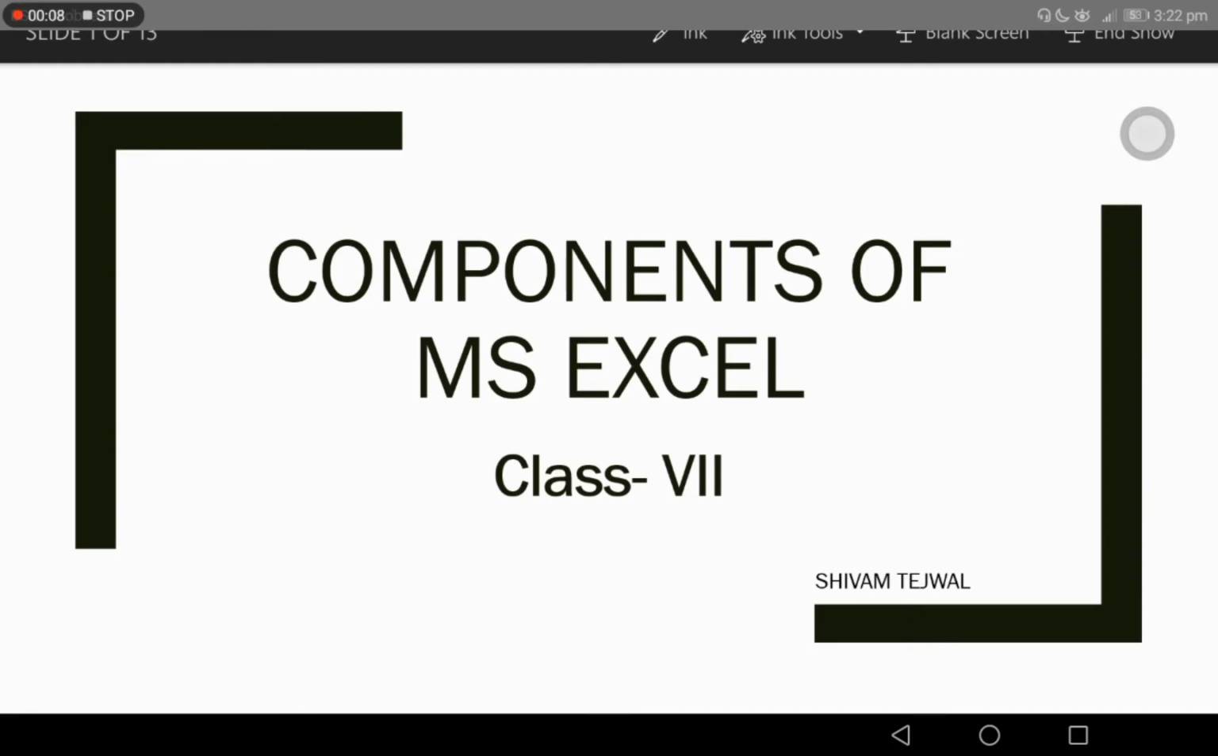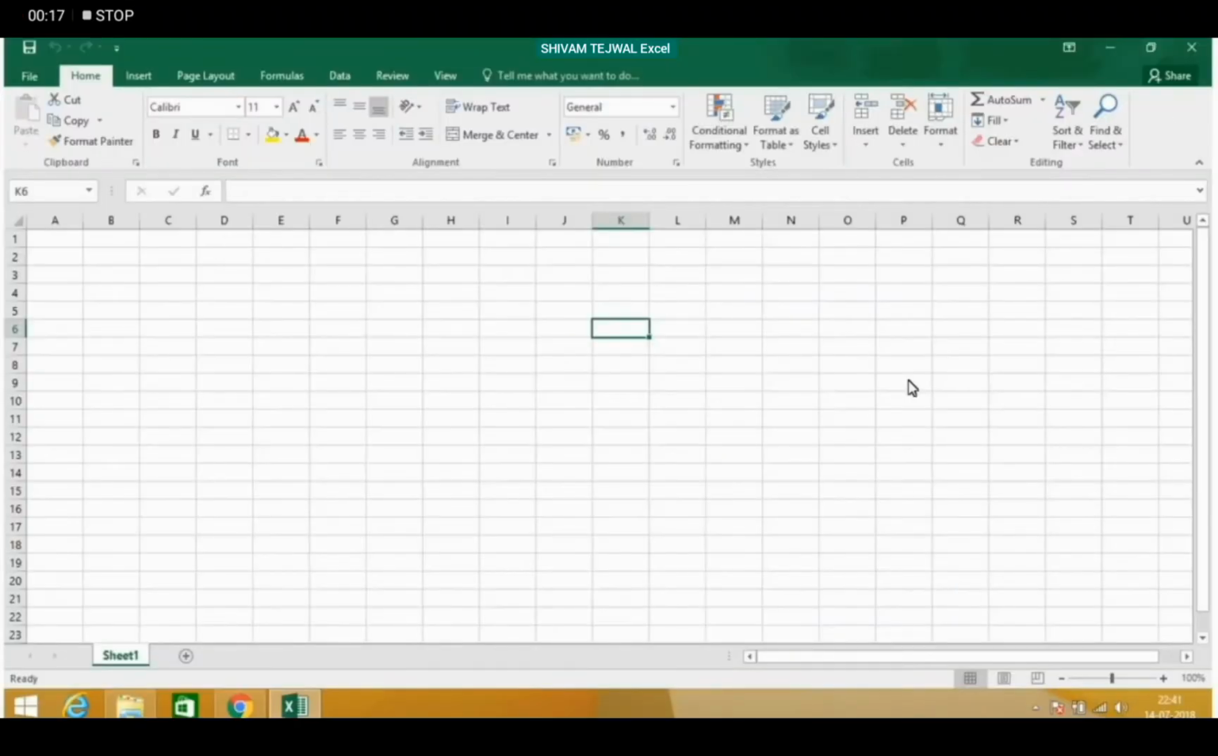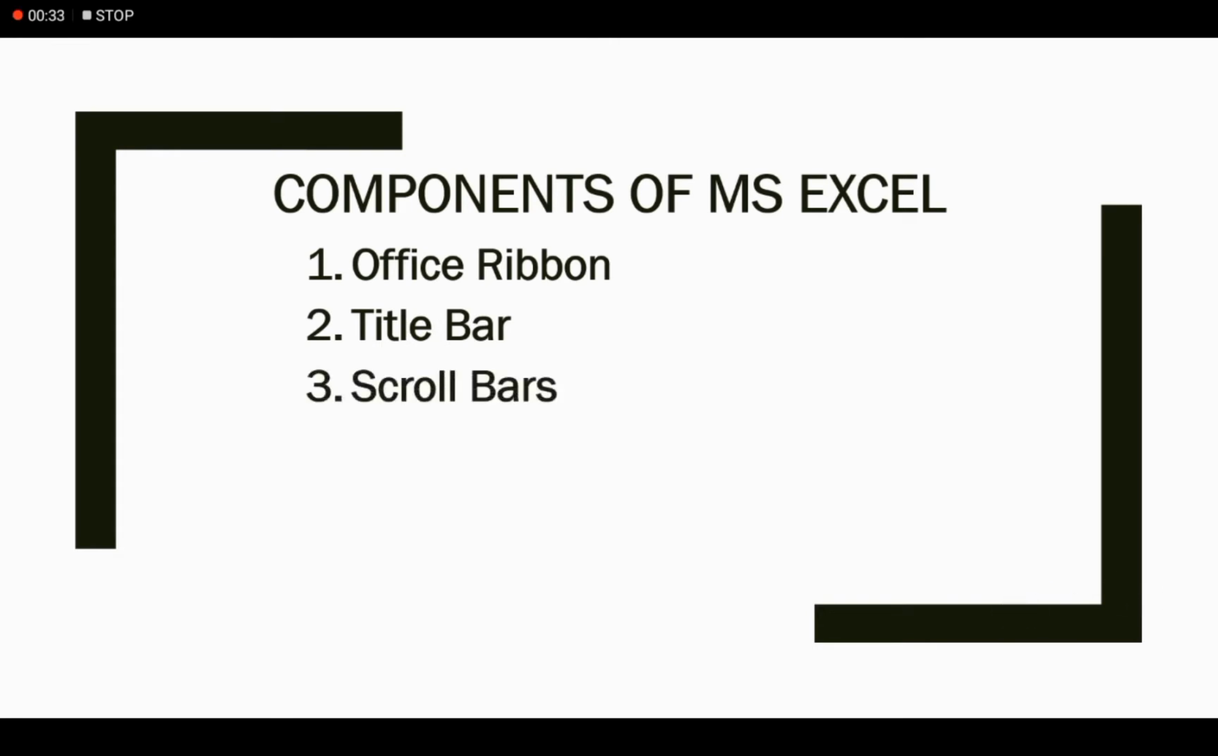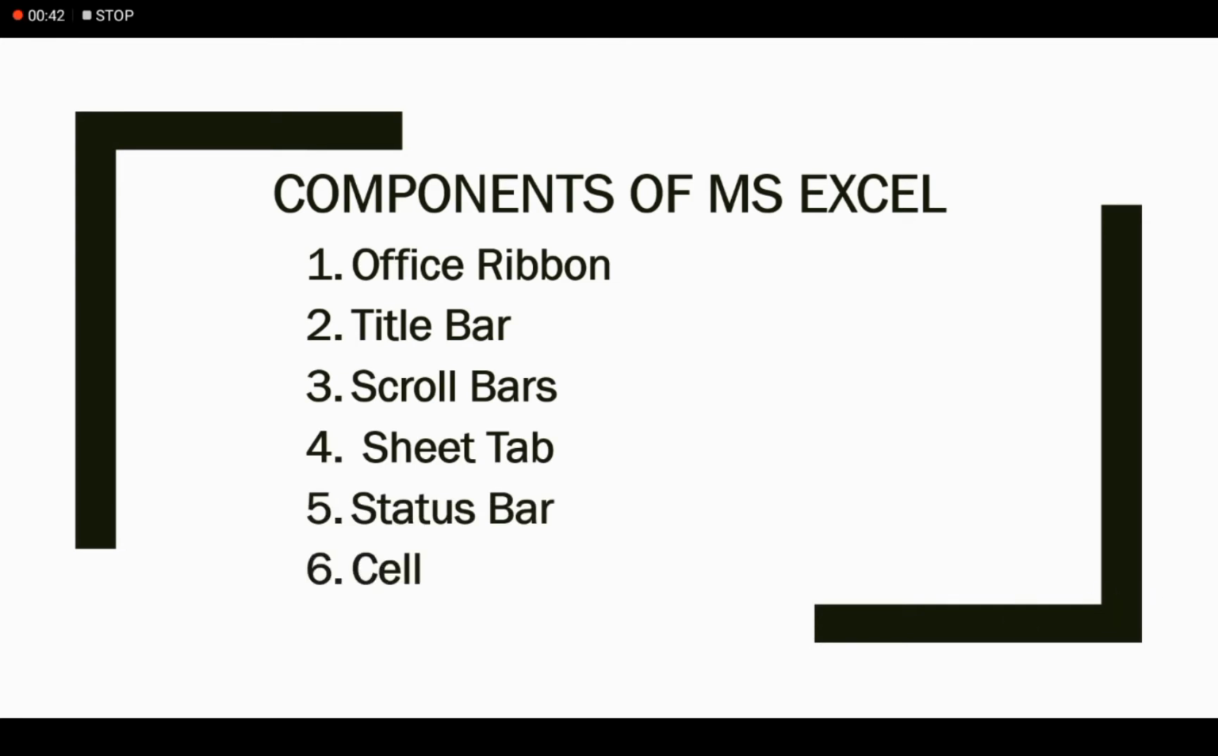So today we will discuss about components of MS Excel. So without wasting any time, let's start. As you can see, this is an interface of Microsoft Excel. So first one is Office ribbon, second one is title bar, third one is scroll bar, fourth one is sheet tab, fifth one is status bar, and sixth one is cell. So these are six components of MS Excel. Let's discuss them in detail.